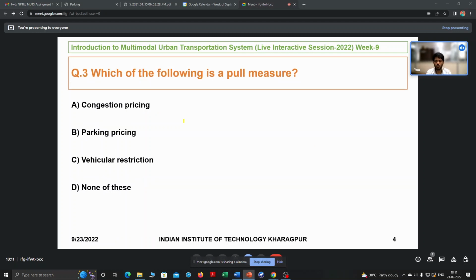So the third question is, which of the following is a pull measure? We were just discussing the push measures, right? Discouraging car use is a push. So then what is a pull? Congestion pricing, parking pricing, vehicular restrictions, or none of these. Which of the following is a pull measure?